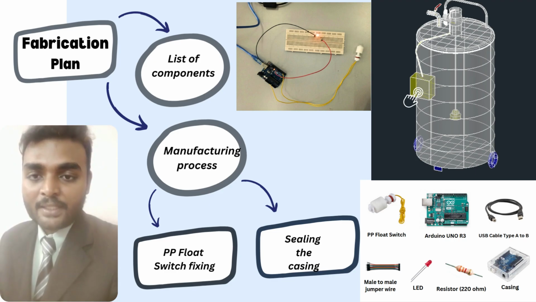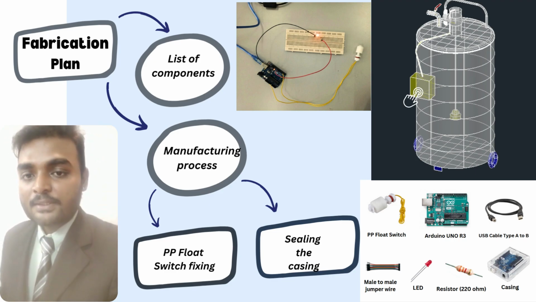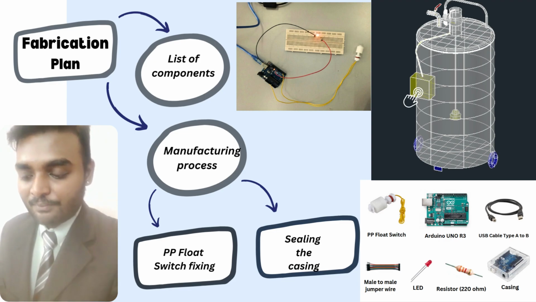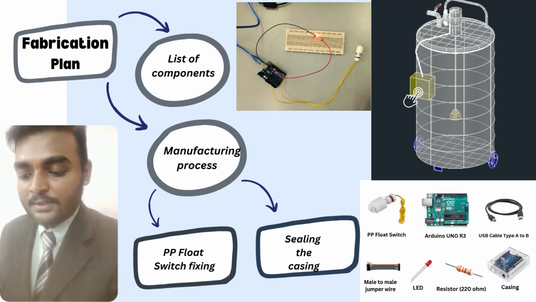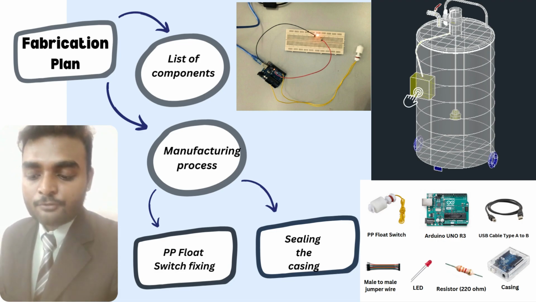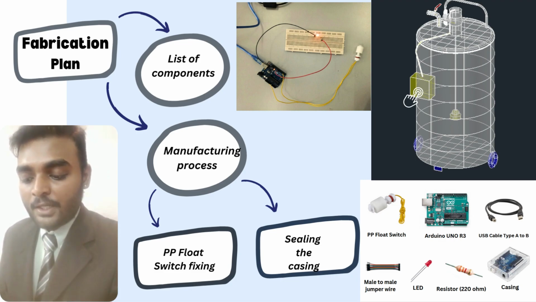Furthermore, the fabrication plan also explains the manufacturing process. The manufacturing process is also divided into two divisions. The first one is PP float switch fixing and the second one is sealing the casing. There are 5 steps for PP float switch fixing. It begins from the material preparation, hardware installation, inserting source coding, checking the mechanism, and the final one is inserting the IoT system in the casing.